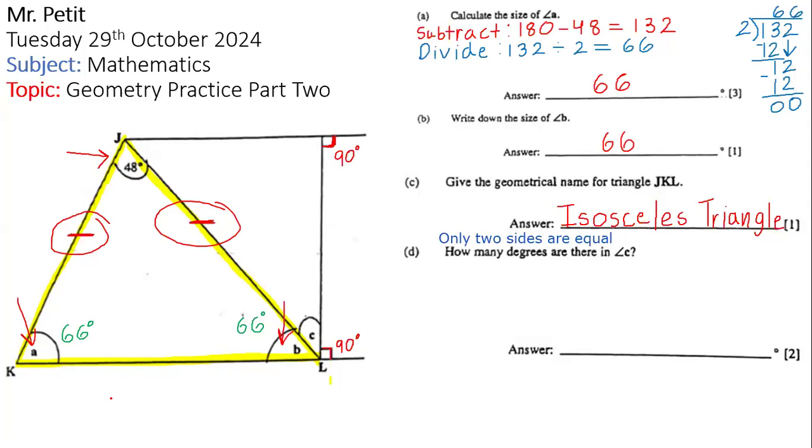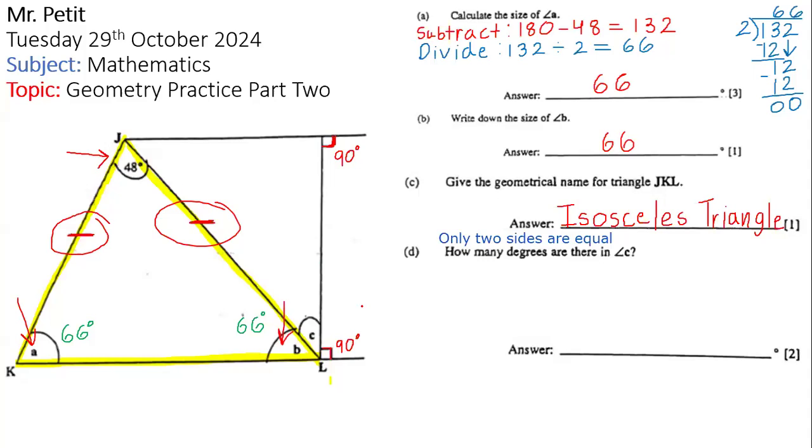Anyone else want to try? How are we going to get angle C? I think you would do 66 plus 66, so 66 times 2, and then you minus 180. That would give you C. Okay, interesting. Anyone else want to try?